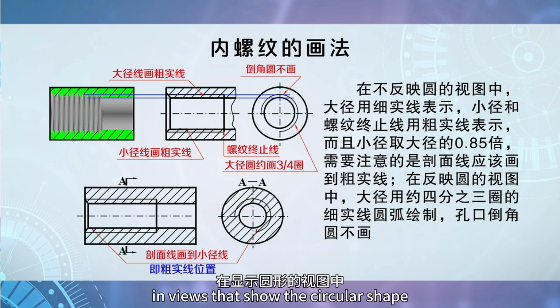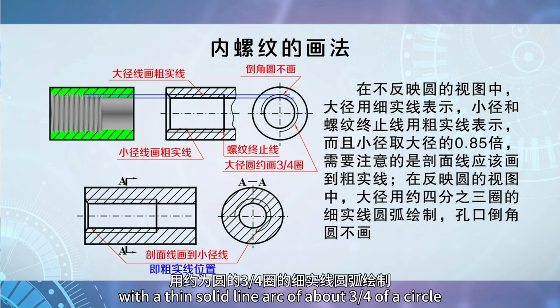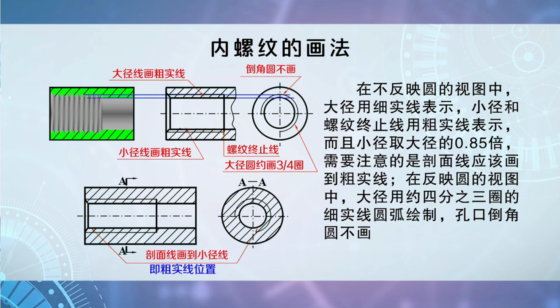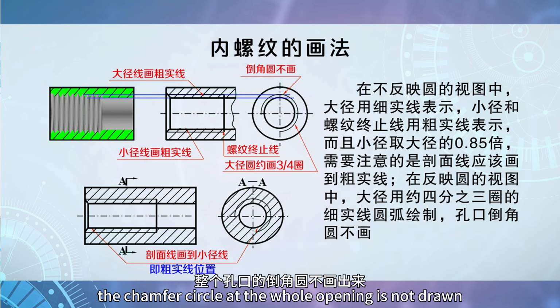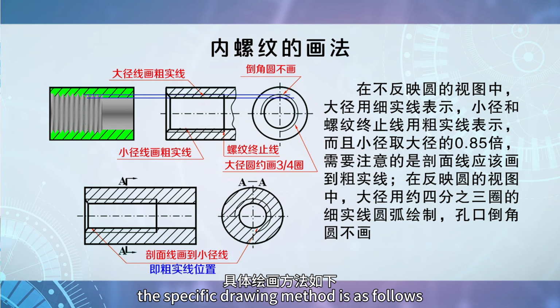In views that show the circular shape, the major diameter is drawn with a thin solid line arc of about 3/4 of a circle. The chamfer circle at the hole opening is not drawn. The specific drawing method is as follows.